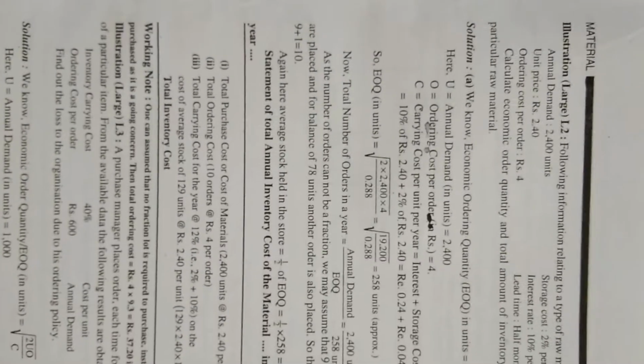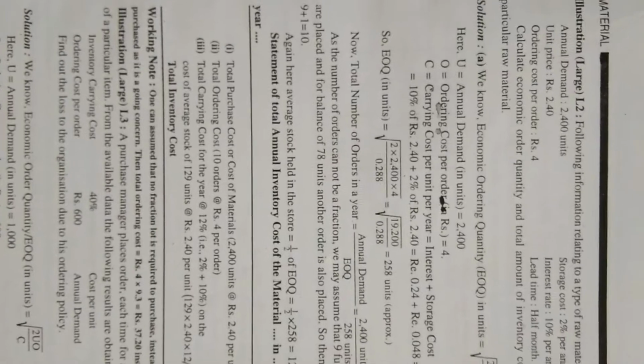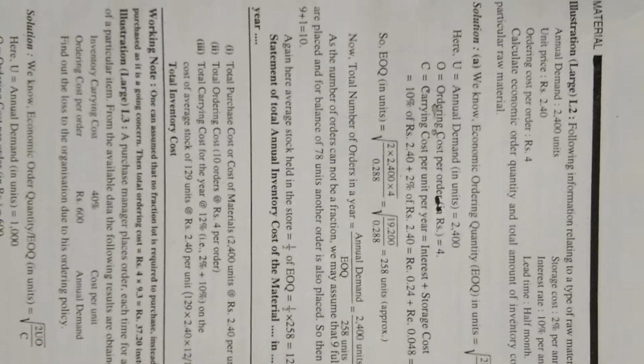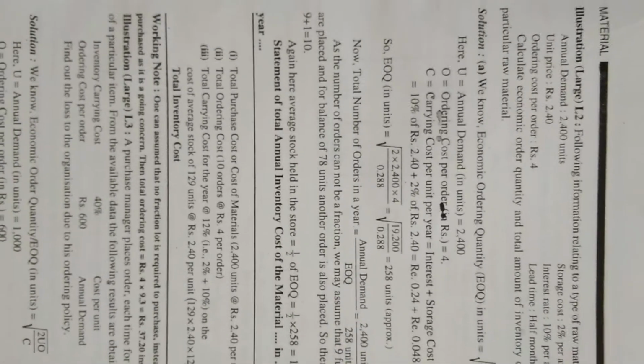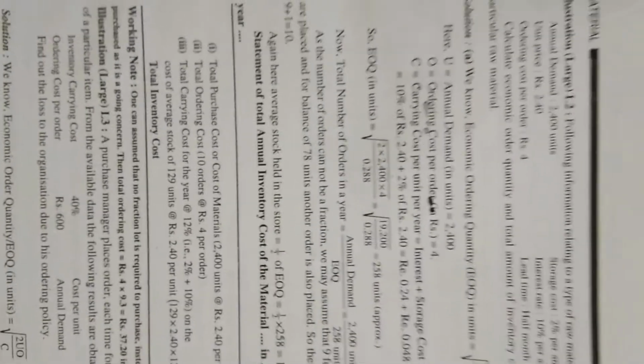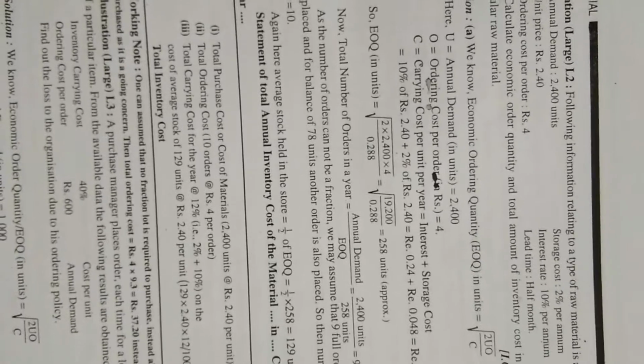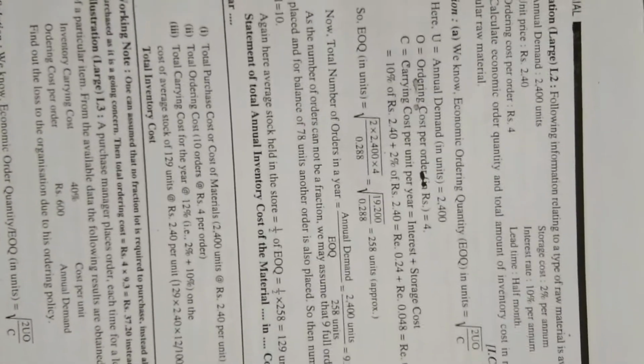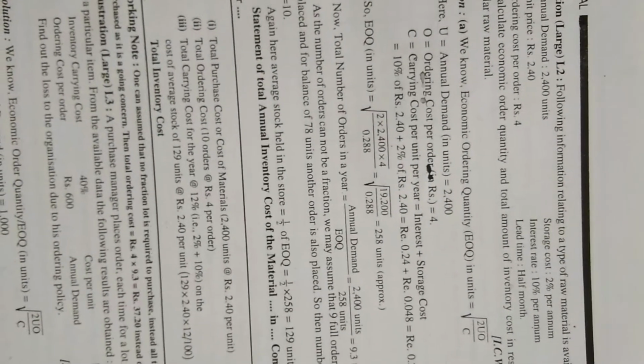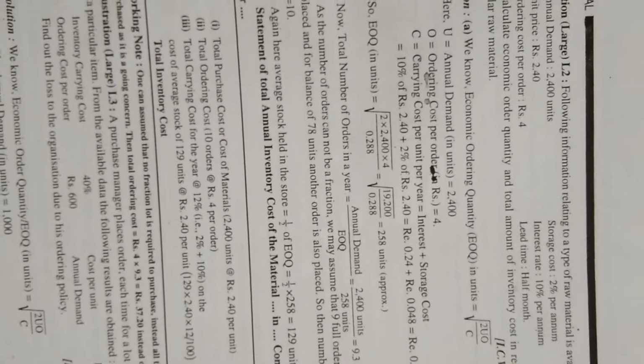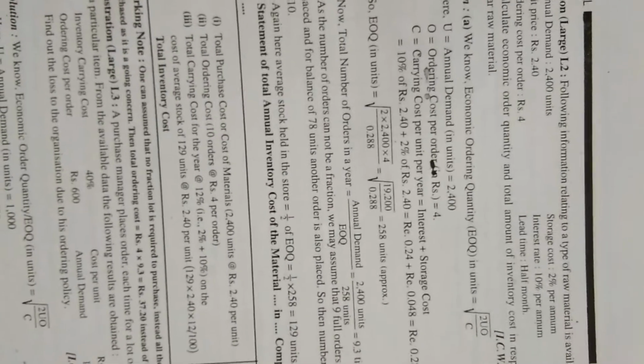Now O is ordering cost and C is the carrying cost. Carrying cost is actually calculated as a percentage of unit price, and one important thing is that what we are telling here as carrying cost is actually the storage cost, and the ordering cost what we are telling, it is actually the carrying cost.